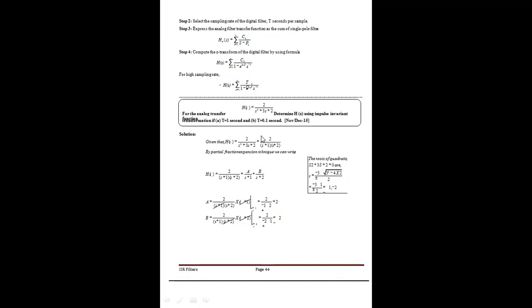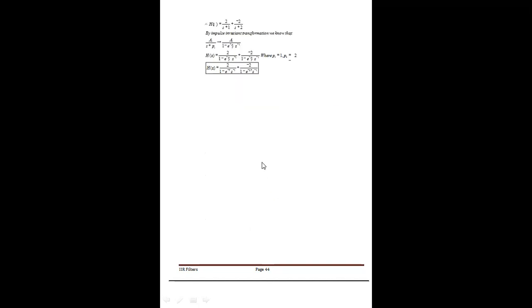So what is the first step? The first step is that H(s) is given as 2 by s squared plus 3s plus 2. So use partial fractions. It is given as 2 divided by (s plus 1)(s plus 2). So you take A by s plus 1 plus B by s plus 2. Find the values of A and B. So A is equal to 2 and B is equal to 2.